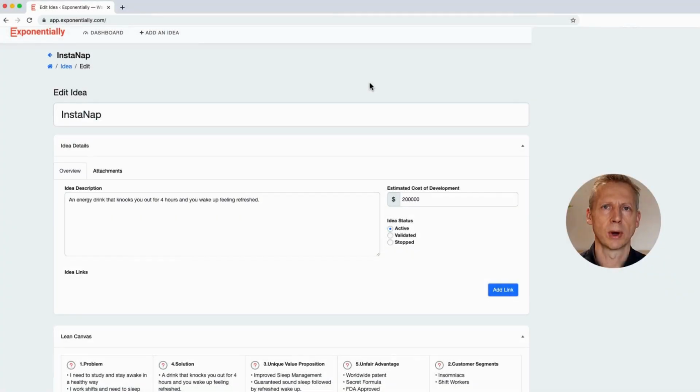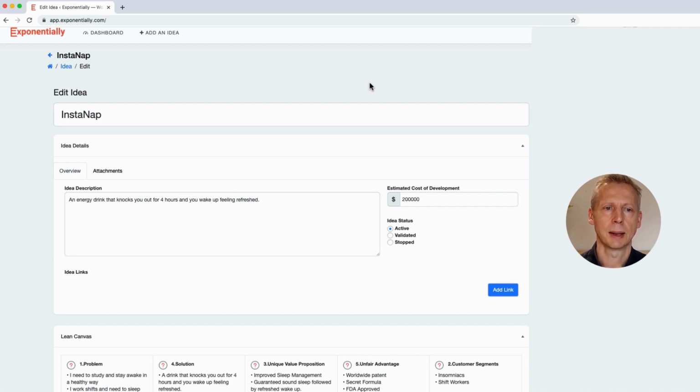So now you've worked through one of the samples that I gave you in your own Lean Canvas on the Exponentially app. So what I'm going to do now is walk you through each of those examples the way I would do it, and then you can use that to compare with what you did, and maybe there's some insights in there. So the first example we're going to work with is Instanap.